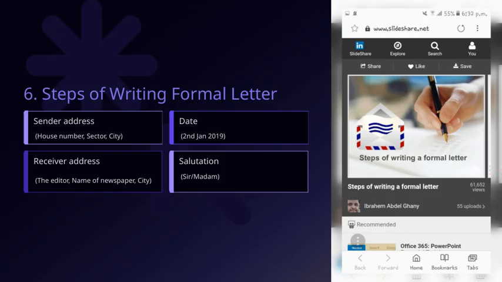After that, there's the salutation, which is the greeting at the beginning of your letter. Use sir or madam, depending on the recipient. This sets a respectful and professional tone right from the start.